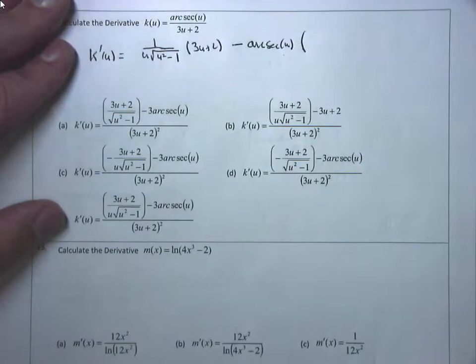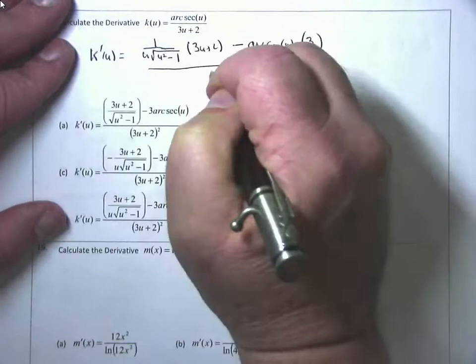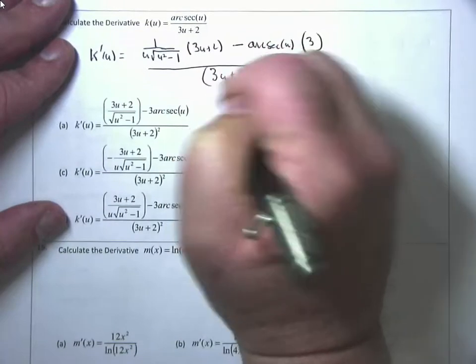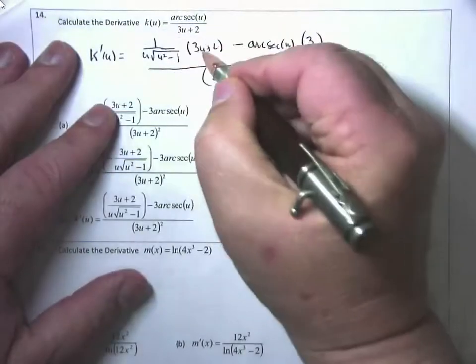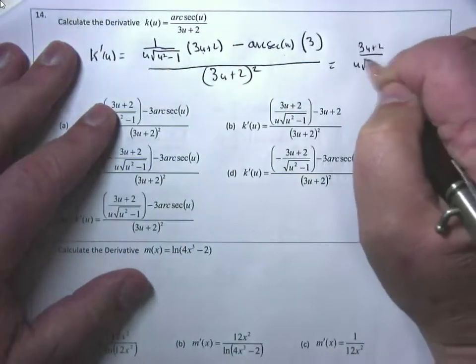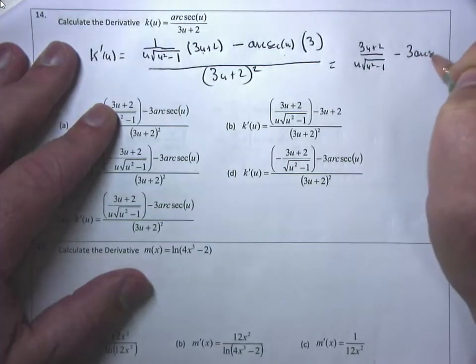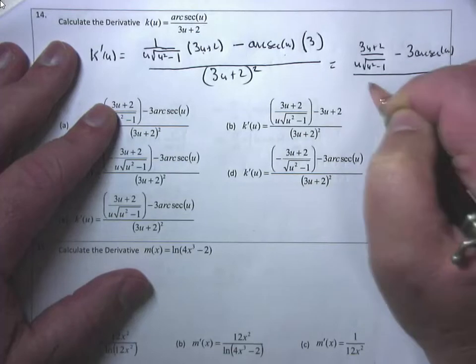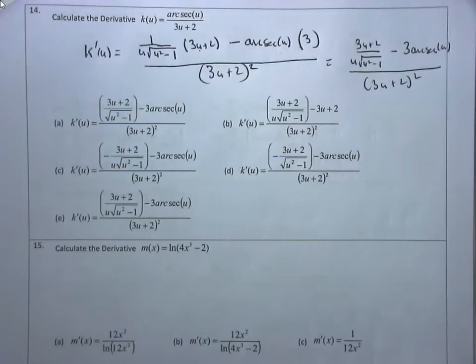derivative of the bottom. Don't hurt yourselves. What's the derivative of 3u plus 2? 3, all over the bottom, 3u plus 2 squared. Okay? Cleaning this up, there's not much to do. This is one big fraction, so all of this shows up in the numerator: 3u plus 2 divided by u times the square root of u squared minus 1, minus 3 arc secant of u, all over 3u plus 2 squared. That's pretty much it, which makes my answer which one of these?